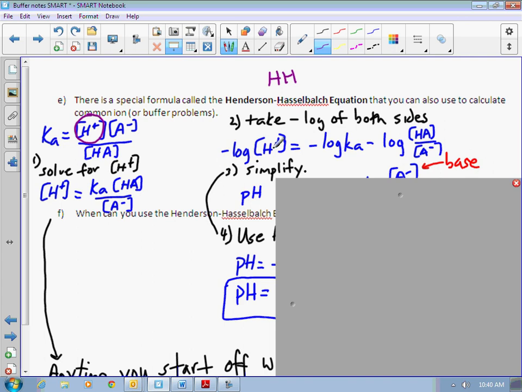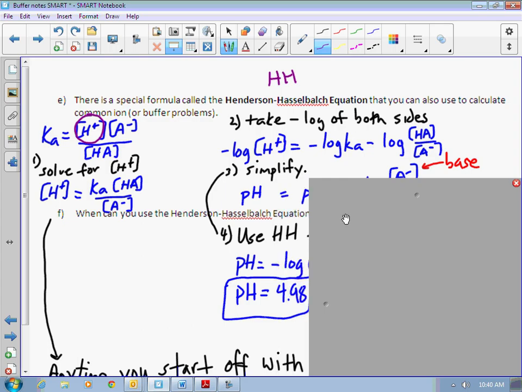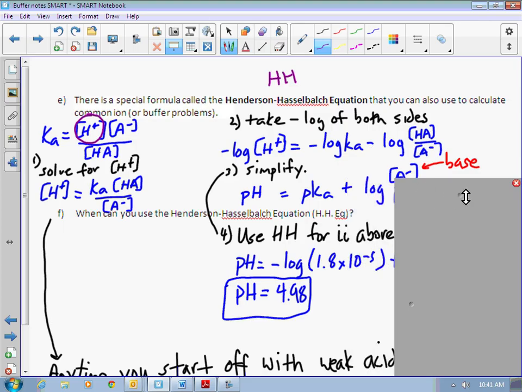Well, negative log of the H plus is pH. Negative log of the Ka would be pKa. And then, you know what? We really don't like that negative sign. It's just more simple if we can change it to a positive. So if I switch that to a positive, then what happens is I actually have to flip the top and the bottom. Okay, and if you've studied logs, you kind of know that.